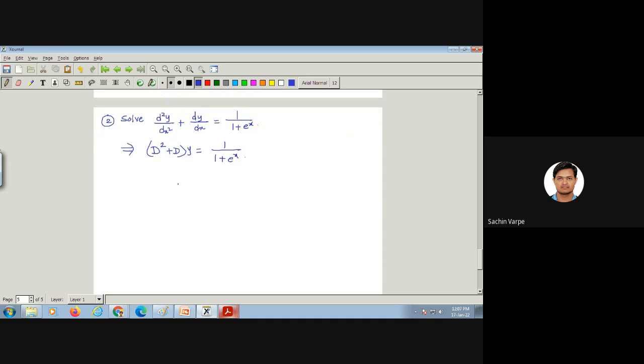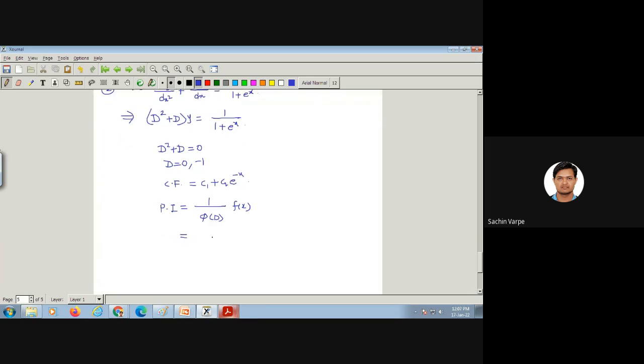Okay, we consider its auxiliary equation, that is D square plus D is equal to 0, to find the complementary function. So what are the roots? D equal to 0 and minus 1. Yes or no? So with this the complementary function is c1 plus c2 e to the power minus x. And what is the particular integral? PI is 1 upon phi of D into f of x. So what is phi of D here? Phi of D is D square plus D and f of x is 1 upon 1 plus e raised to x.